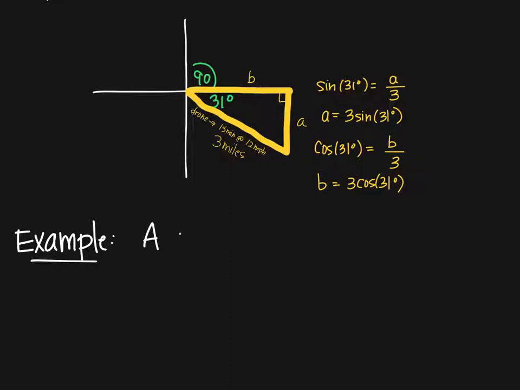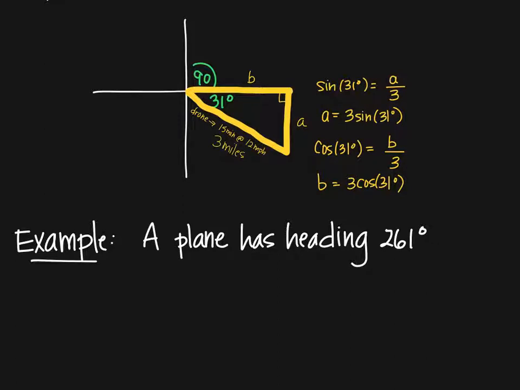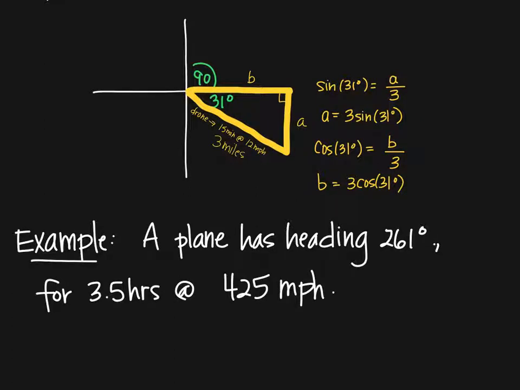Okay, a plane has a heading of 261 degrees. The plane flies for 3.5 hours at 425 miles per hour. So create a reference triangle for that situation.